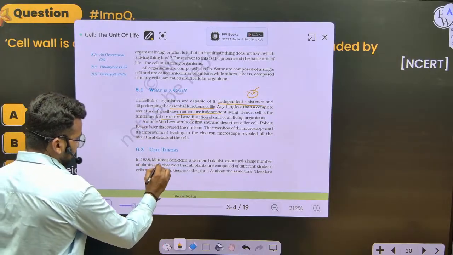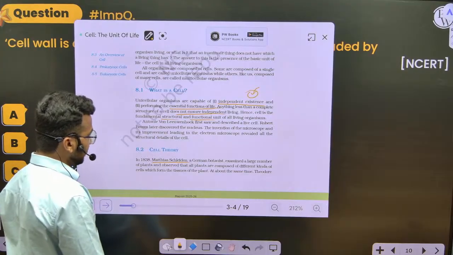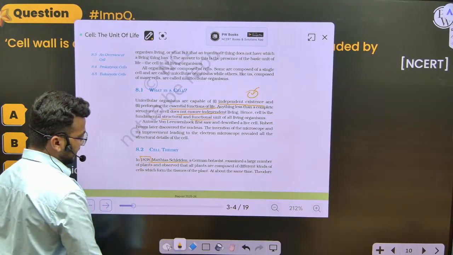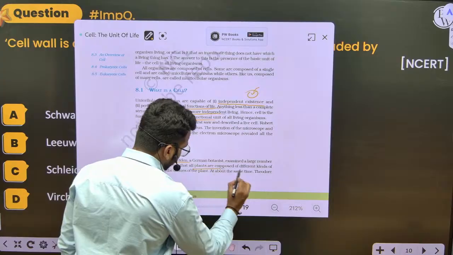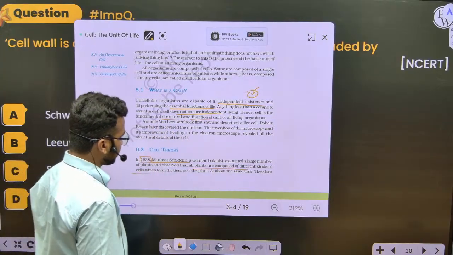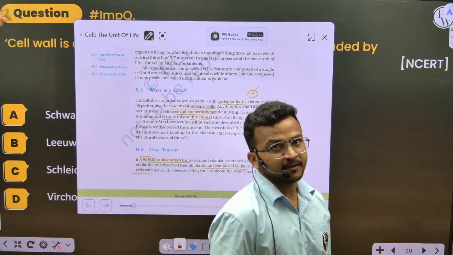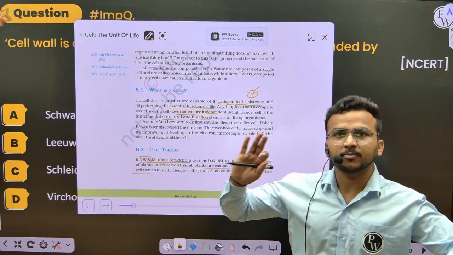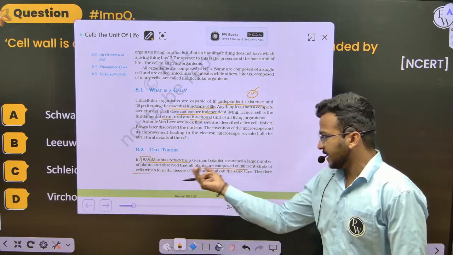So next comes Matthias Schleiden. In the year 1838, what is that? Plants are composed of different kinds of cells and tissues. So he said only that plants are composed of different kinds of cells and tissues.